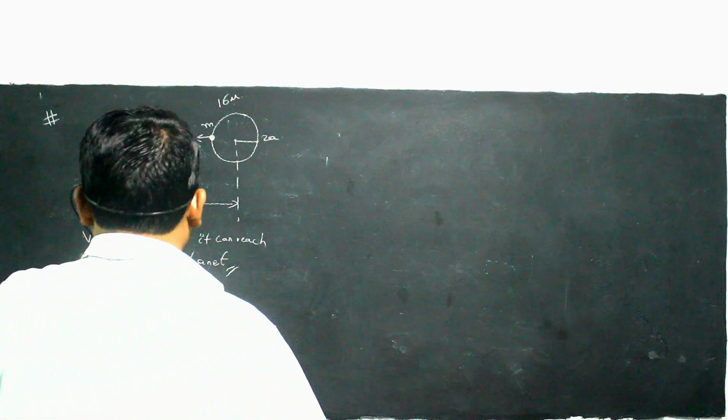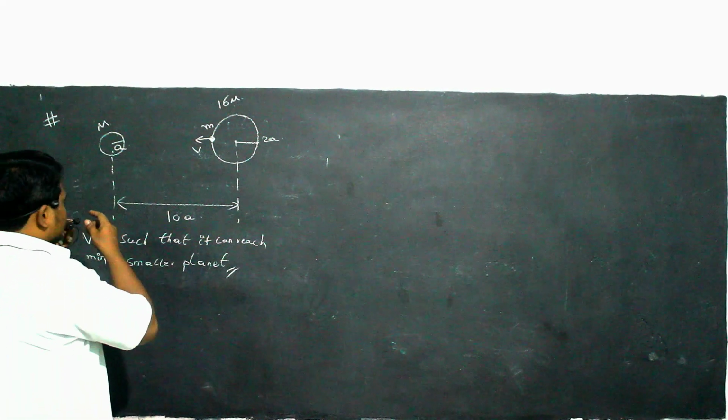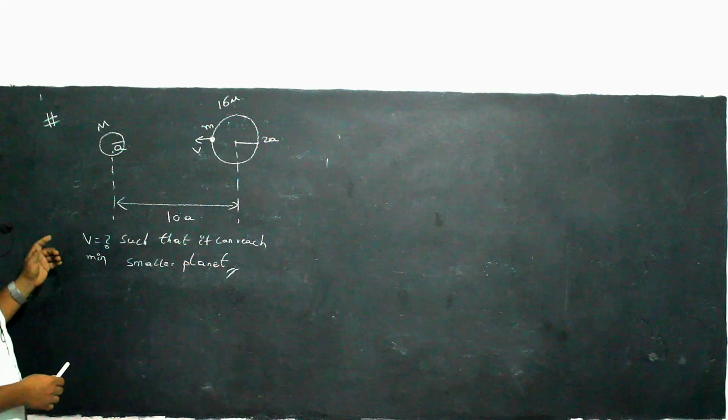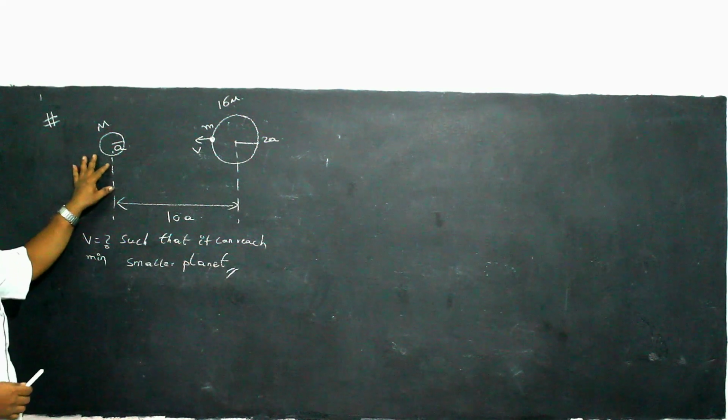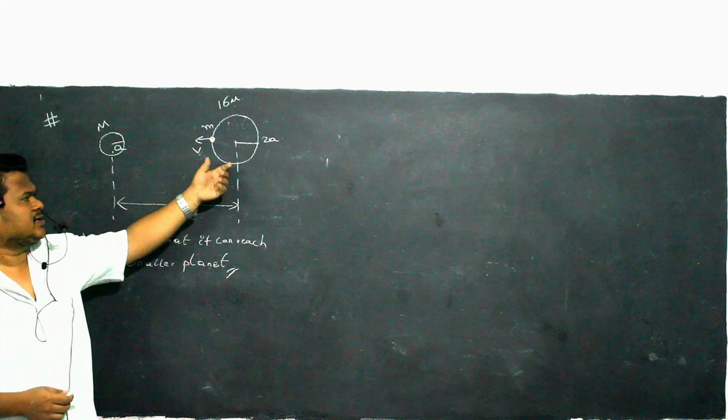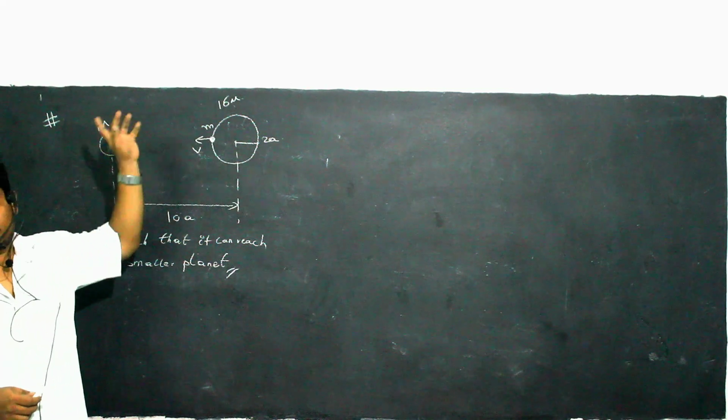Seema will explain this question. So, these are 2 planets. This is a planet of mass m, radius a. This is a planet of radius 2a, but mass is 16 times of this one.